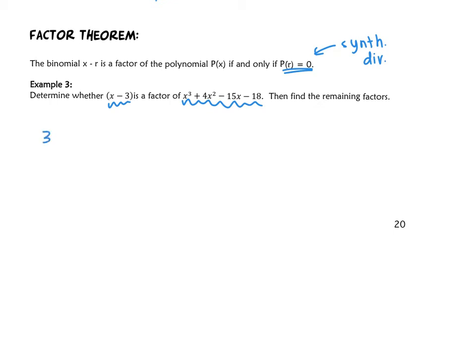Instead of negative 3, positive 3 goes in the box. Again, make sure your terms are in order, which they are. We have x cubed, x squared, x, and our constant. Are we missing anything? No. So we're ready to bring out those constants.